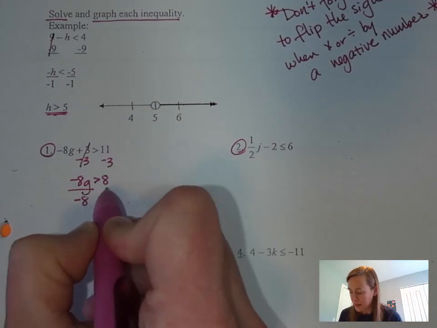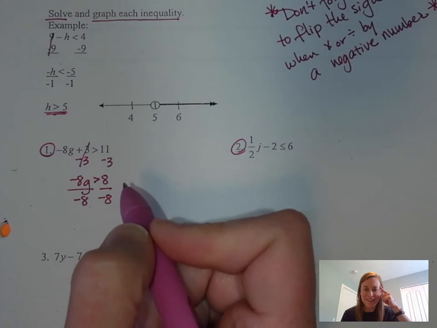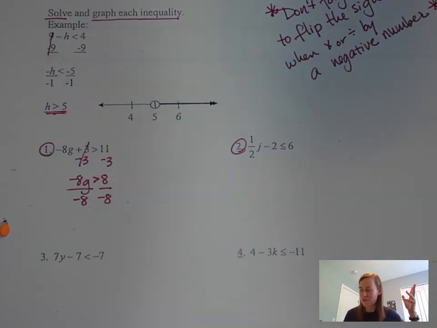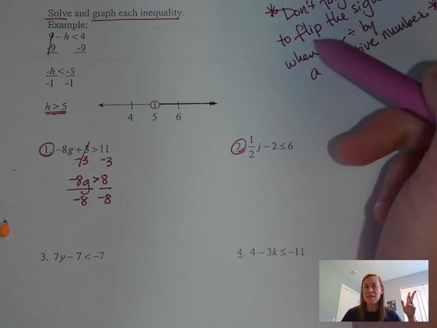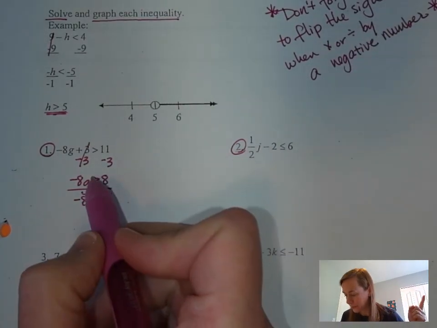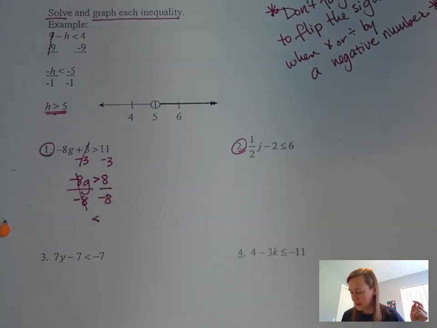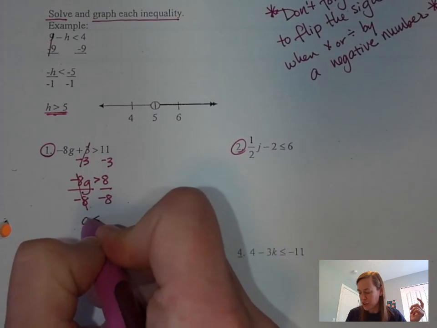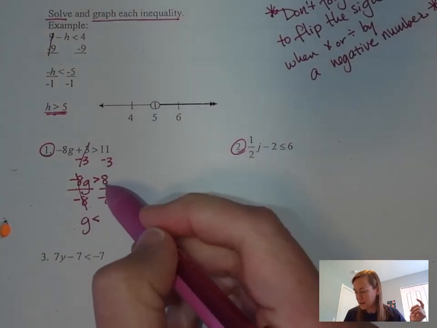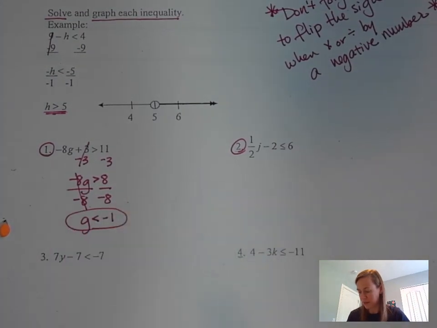So dividing by negative 8, an alarm bell should be going off in your head right now. Ding, ding, ding, we're dividing by a negative number, which means we have to do what? Let's flip that sign. So I'm going to go ahead and write that first before I have a chance to forget it. It's going this way, so I'm going to make it go the other way. All right, these will cancel, and now I have g is less than negative 1. All right, that's part 1 of your solution.